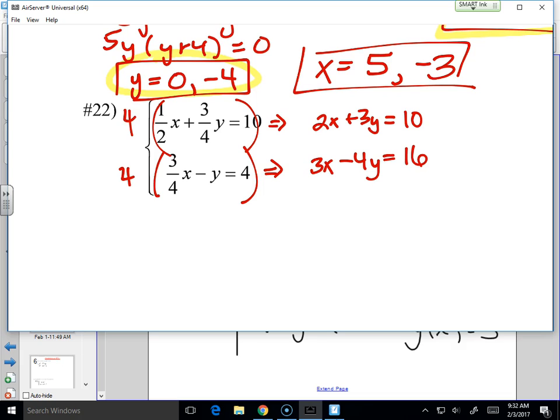I would just multiply the bottom by 3/4. Would it be equals 40 on top? It's 4 times 10.